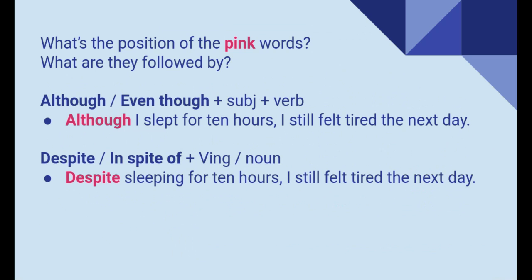So, we're going to use although or even though in the beginning of the sentence, plus subject plus verb. This usually combines 2 clauses separated just by a comma. Despite and in spite of is very similar. They also go in the beginning of the first clause, but here we're going to use a verb with ing, a gerund, or a noun and not the base form.